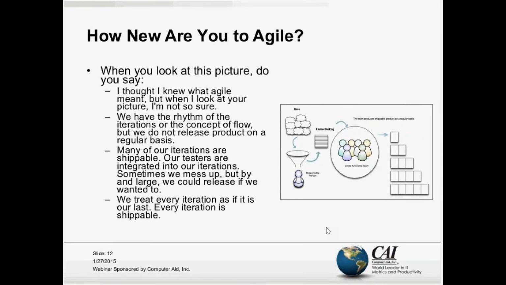And for those of you who are still number 1, if you want, you can read stuff on my blog. Look at the tag called Transition to Agile. And for those of you who are number 4, I'm assuming it's all about how to get the team working better. So I'm going to pitch this presentation to numbers 2 and 3, where you have the rhythm of iterations of the concept of flow, but you're not always releasable. And number 3 is many of our iterations are shippable. Our testers are integrated, but maybe you want to figure out how do we make things just a little bit better. Okay, so let's go into the tips.